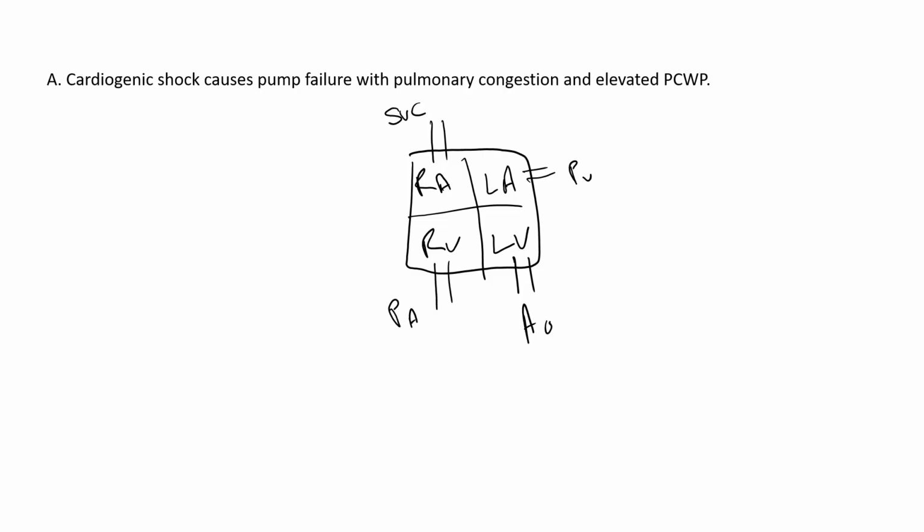So once you have this pump failure, all the fluid gets backed up, right? The fluid gets backed up into the lungs, right? The fluid gets backed up into the SVC because the heart's not pumping well. And if you go all the way up, you also have JVD. So that's why you have increased JVD with any sort of heart failure or cardiogenic shock.